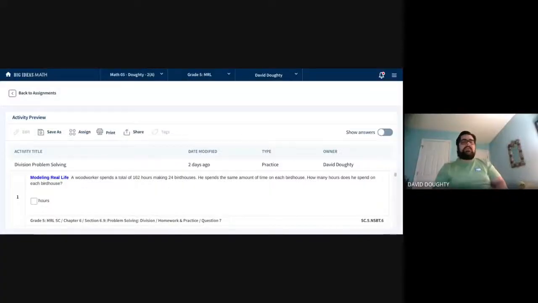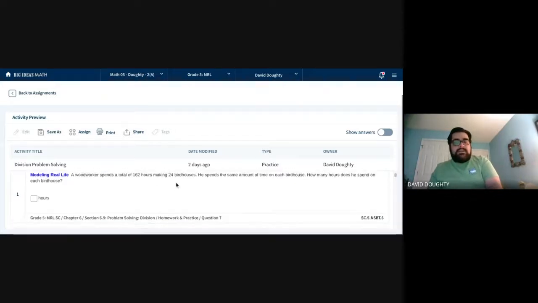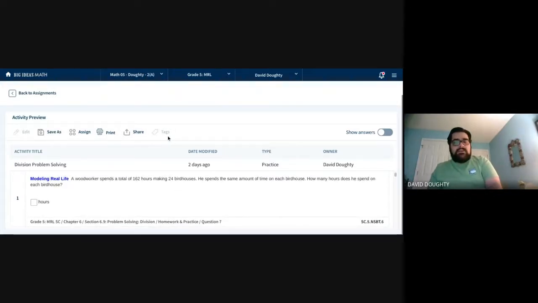Okay, so I'm about to share my screen with you, and I'm going to show you what some of the problems look like. Okay. So number one here, I'm going to read number one, and that's one of the ones that we're going to do. It says a woodworker spends a total of 162 hours making 24 birdhouses. He spends the same amount of time on each birdhouse. How many hours does he spend on each birdhouse?